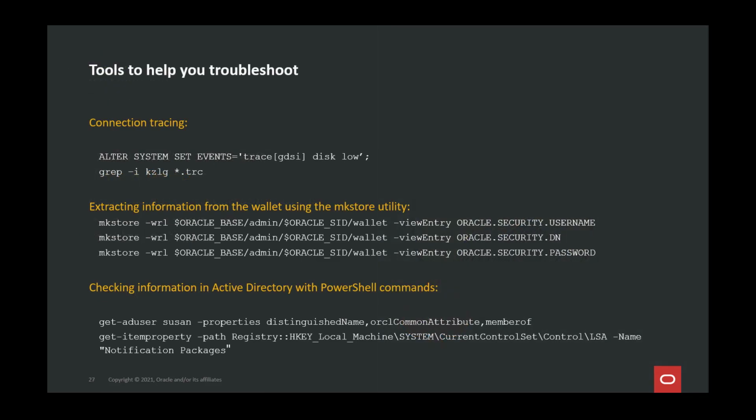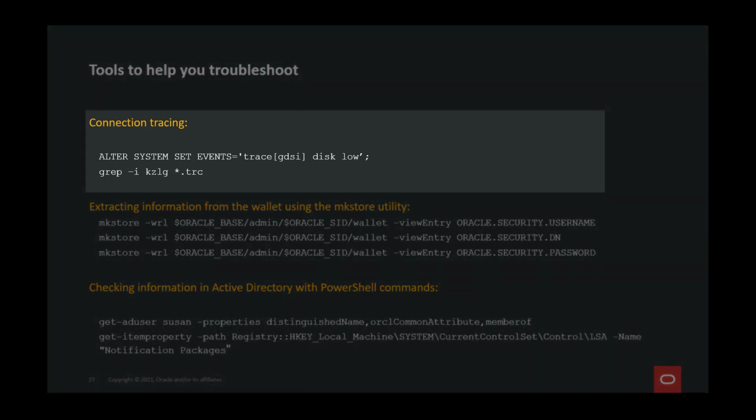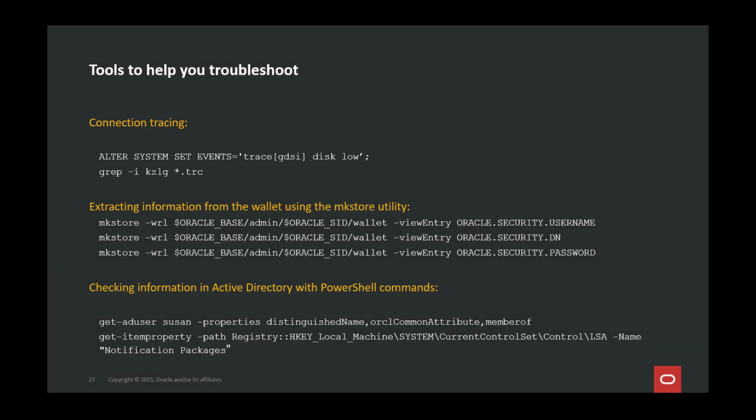And there's a set of tools that you're going to have in your toolbox for this. One of your best tools for troubleshooting problems with centrally managed users is connection tracing. You're going to set an event, trace GDSI, and that event is going to cause additional information about the LDAP calls that the database is making to Active Directory to be put into trace files.